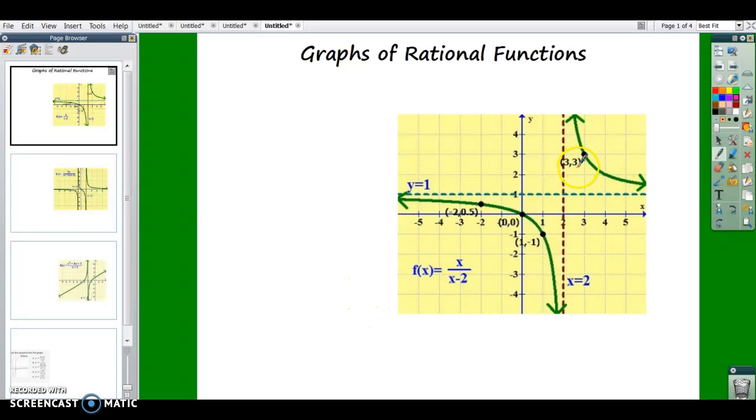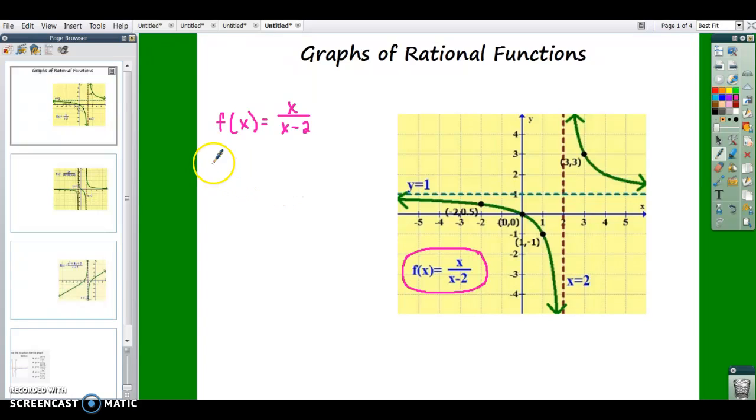So a rational function is any function that has a variable in the denominator, and that makes it a rational function. So in this case, we've got the function f of x is equal to x over x minus 2. Now earlier in the year we did talk a little bit about rational functions. We talked not so much about their graphs, but about finding vertical asymptotes, horizontal asymptotes, y-intercepts and x-intercepts. So we're going to bring that all back around and talk about how we can use that information to figure out the graph of the function.